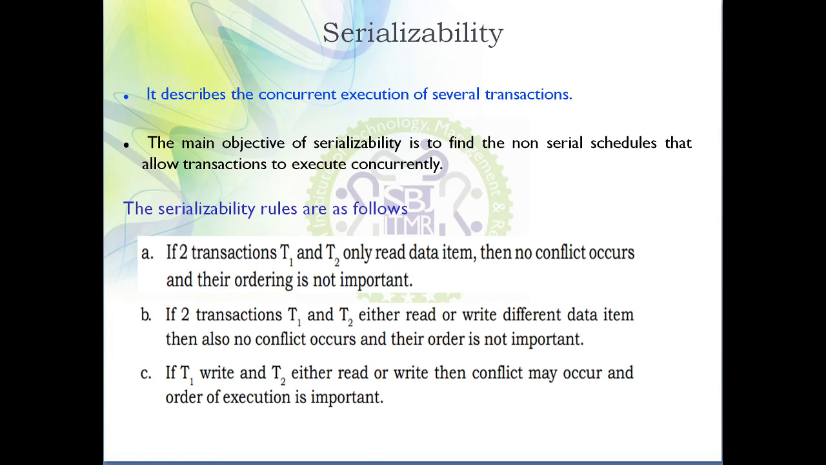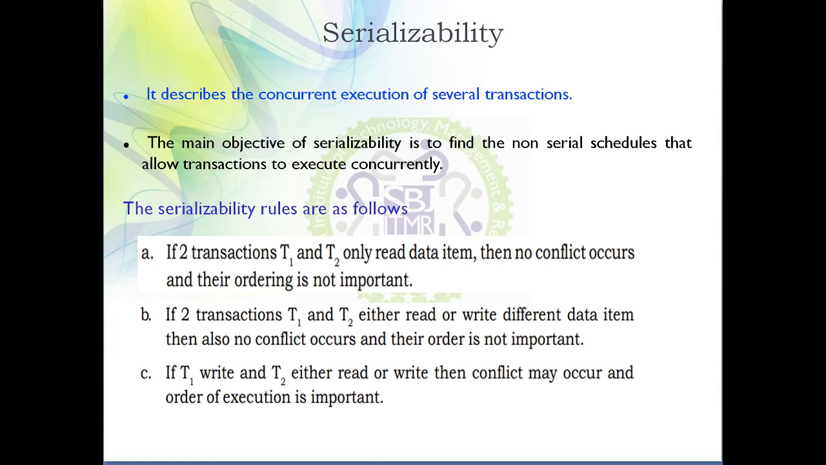Serializability is one of the concepts which describes the concurrent execution of several transactions, and tells how a number of transactions can be executed in a concurrent manner. This is the main objective of serializability. The main objective of serializability is to find a non-serial schedule that allows transactions to execute concurrently. That means we want a non-serial schedule. Because what is the benefit of a non-serial schedule? Transactions are executing in a parallel manner, so that waiting time is less. This is the main aim.